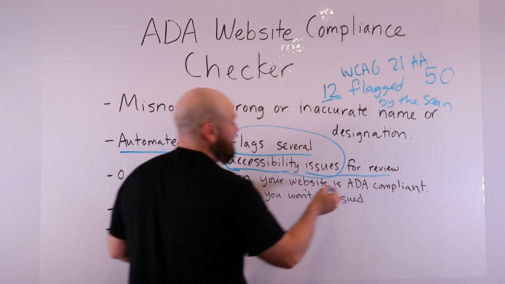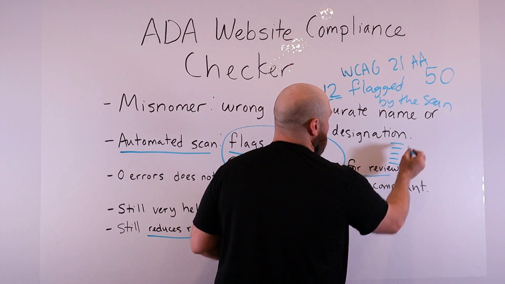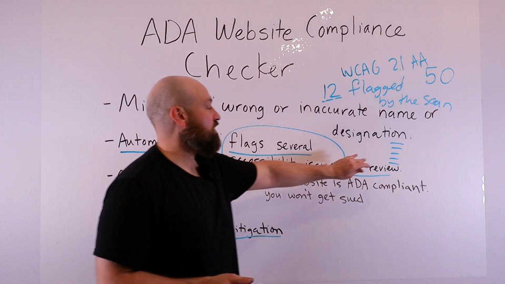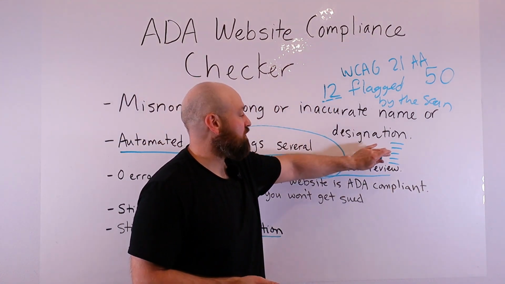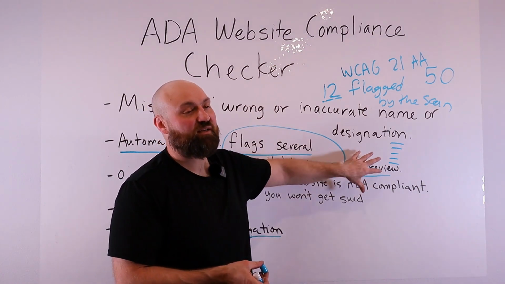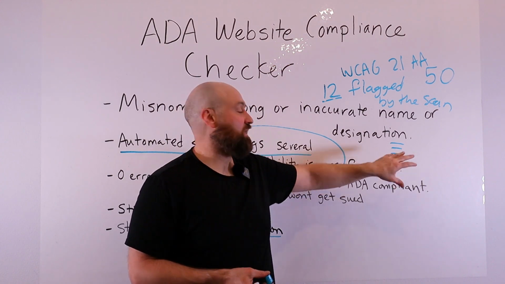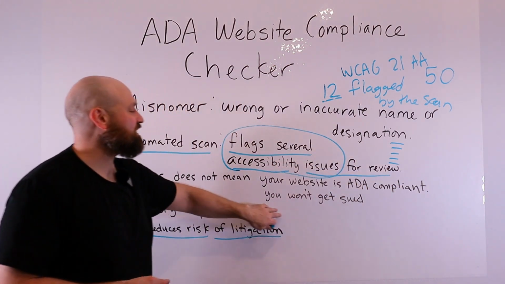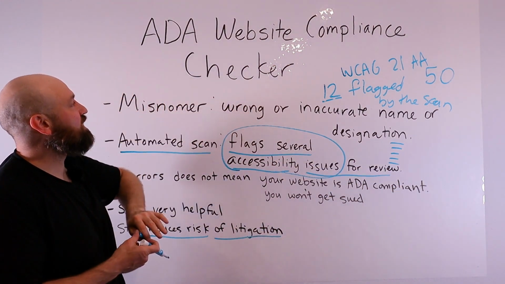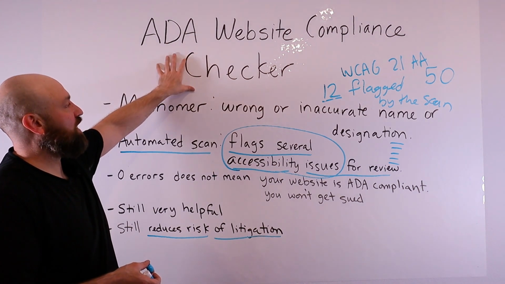So just imagine we have 12 bullet points and we are going ahead and taking care of what can be flagged by automation. We are looking for those issues where if there is an issue that is automatically detectable, then the scan is going to help point us in that direction. So that's it on scans and what really is happening with ADA website compliance checkers.